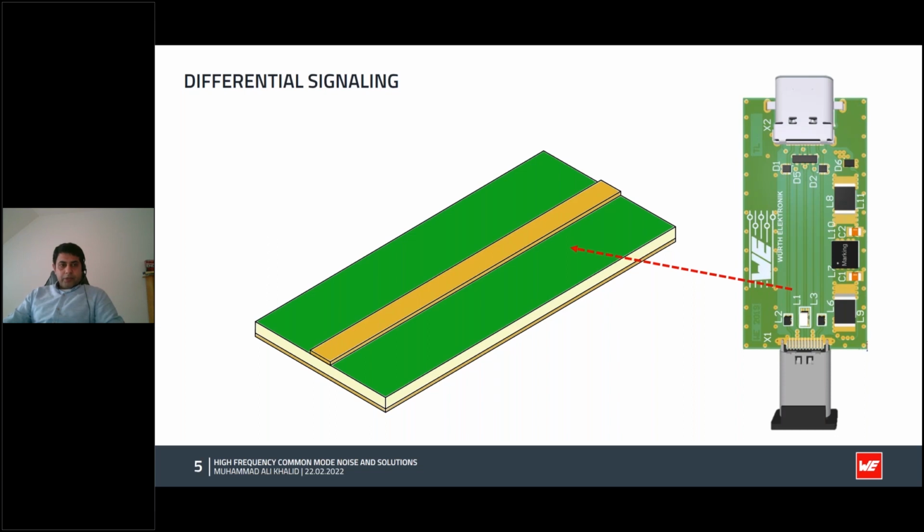So just a brief overview about differential signaling. In the slide, you can see that there is a transmission line. So what is a transmission line? The transmission line is a specialized conductor which is used for the differential transmission of high frequency data, like for example in USB or in HDMI.